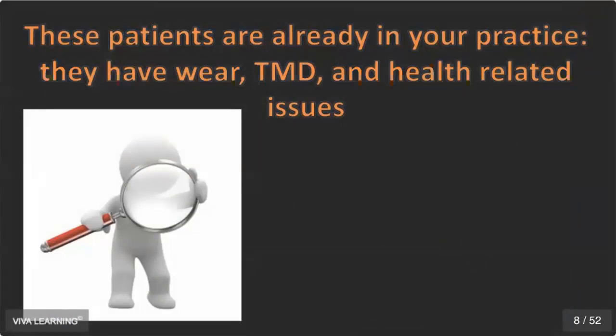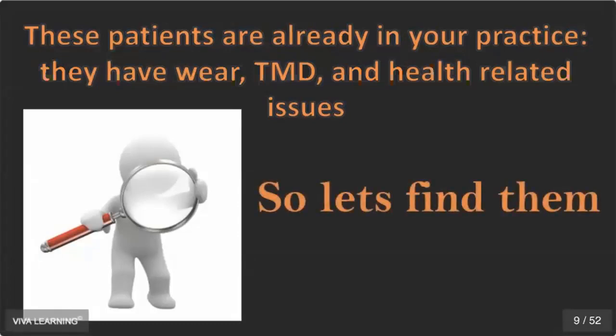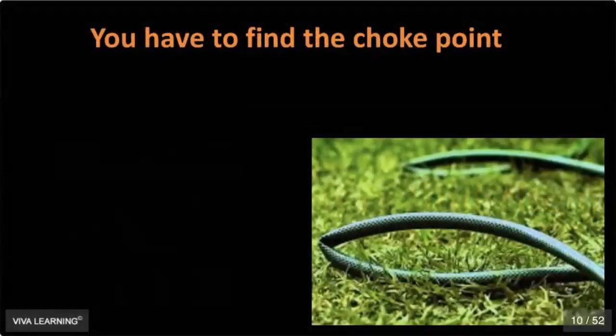So these patients are already in your practice. They have wear, TMD, and other health-related issues. So let's find them. The choke point is usually in one of three places: the nose, the mouth, and the throat. These are the things that we look at each and every day with all of our patients. The key is to find that choke point, and we can do that with our exam. Just by asking questions, just by listening, we can find and see the clues.